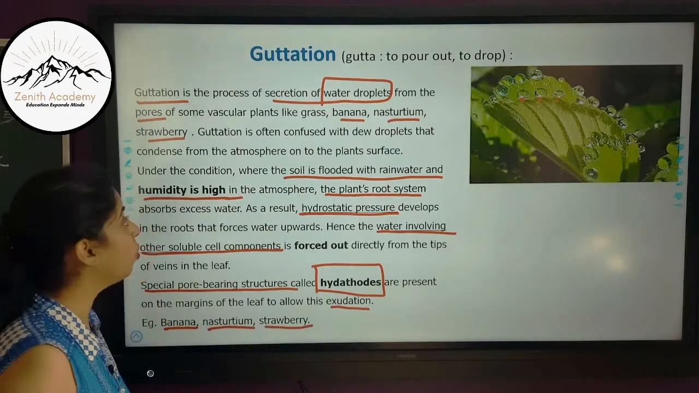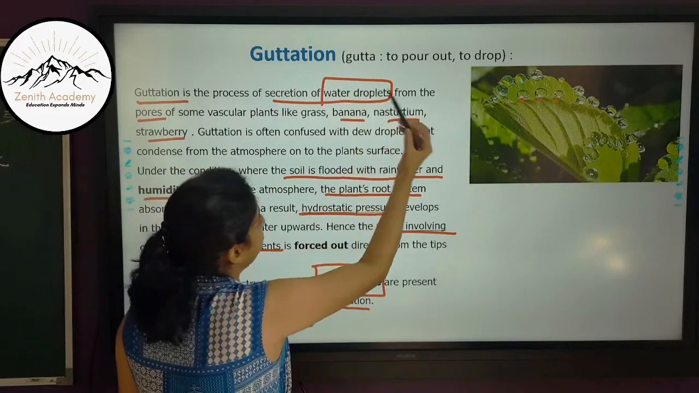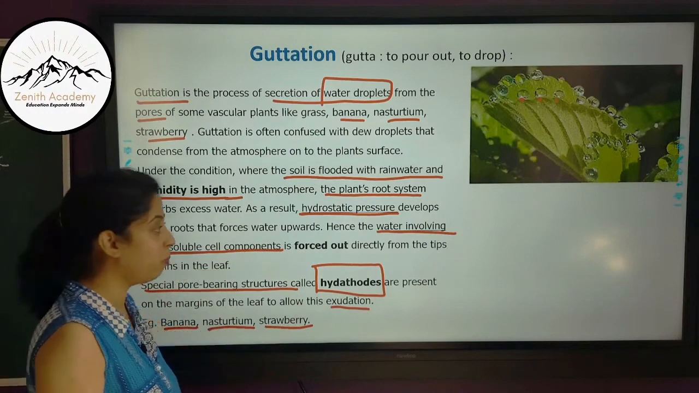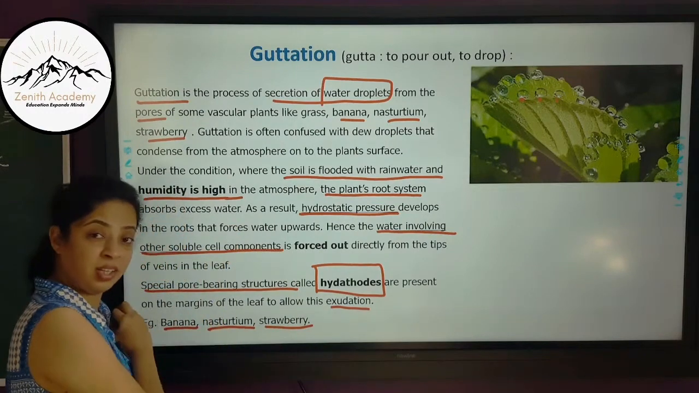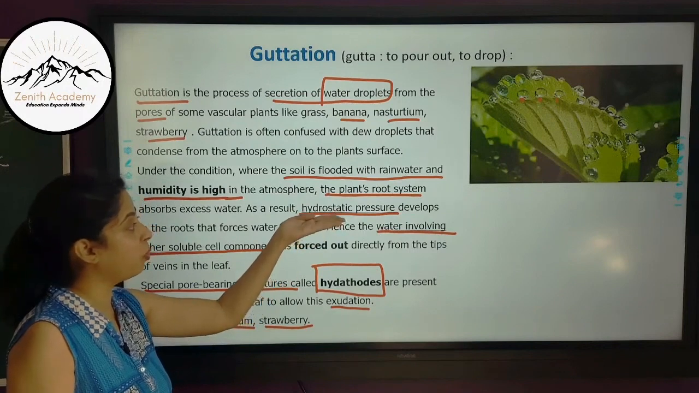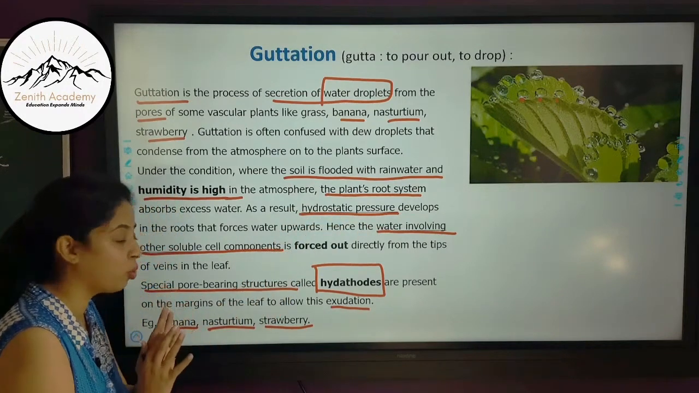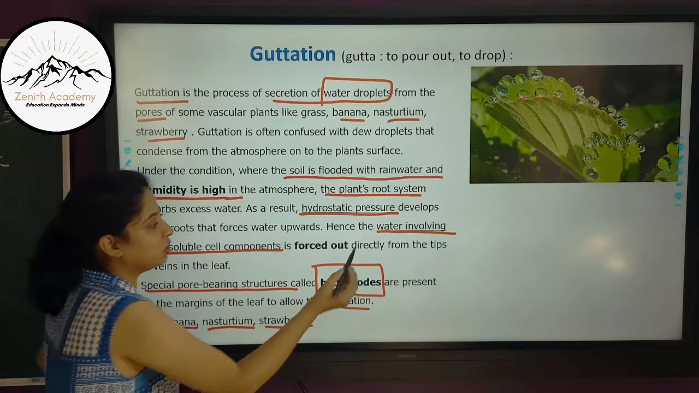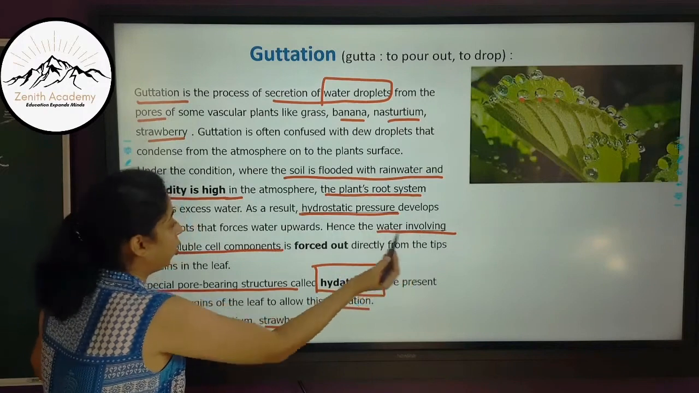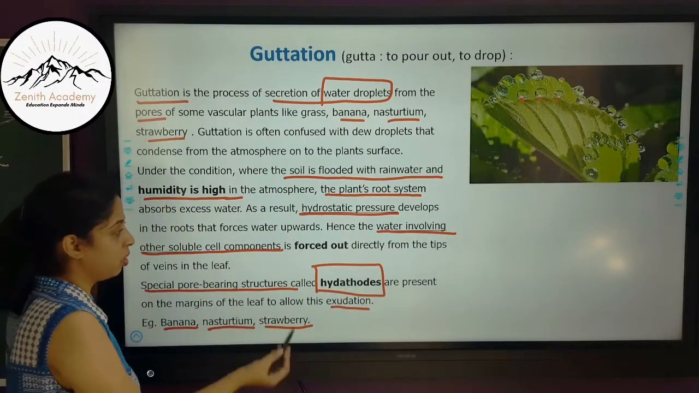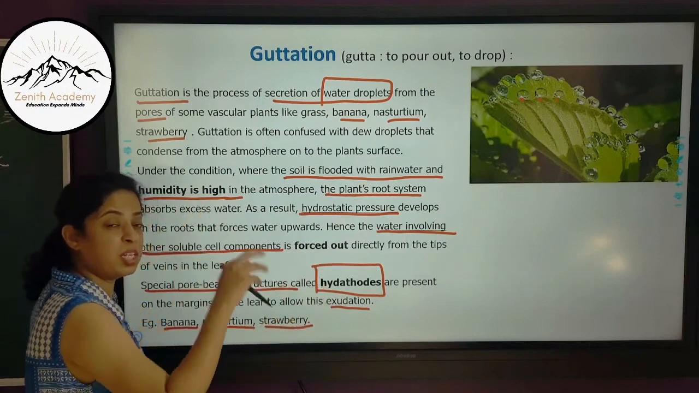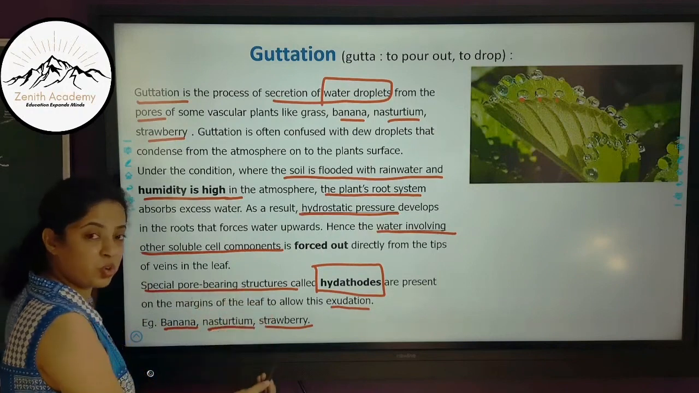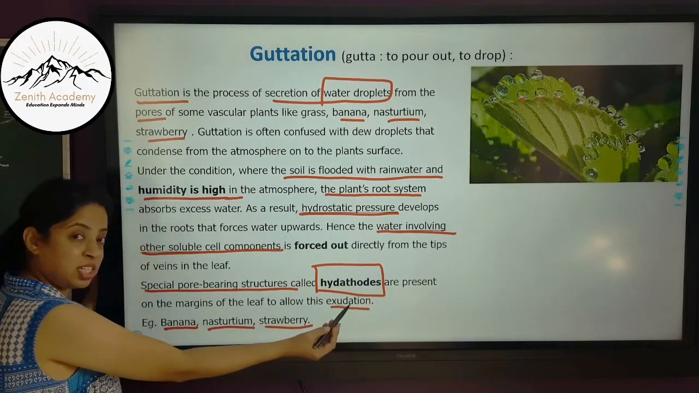So I'll revise guttation once again. Guttation is to pour out water droplets. So excess water droplets are poured out of the plant when the humidity is high in the atmosphere because of a phenomenon of hydrostatic pressure which develops in the roots and pushes the water outwards. Now this is not only water, this is water plus minerals or the water involving other soluble cell components. Now this water plus some soluble cell components comes out through a special pore bearing structure called hydathodes. Where are these hydathodes present?